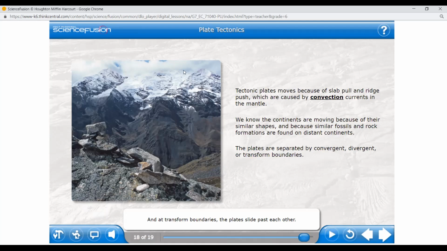That's it for this lesson, girls. We have finished with plate tectonics. Do you have any questions?